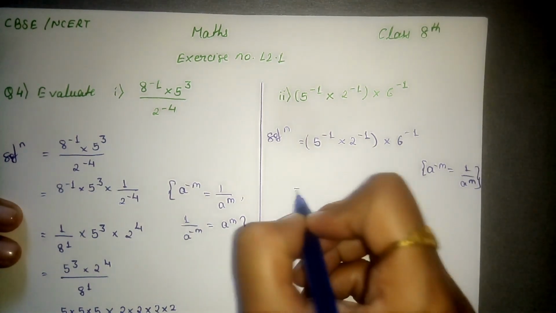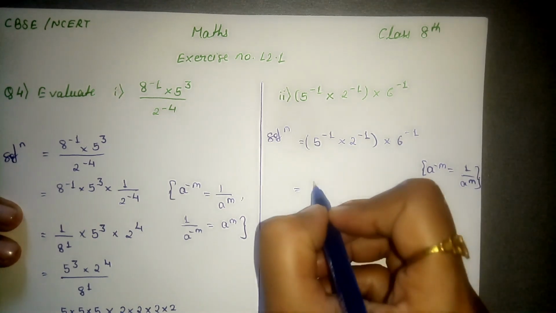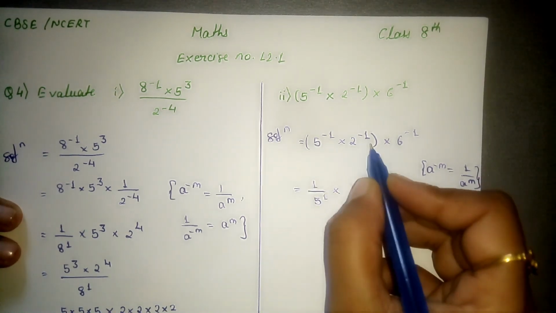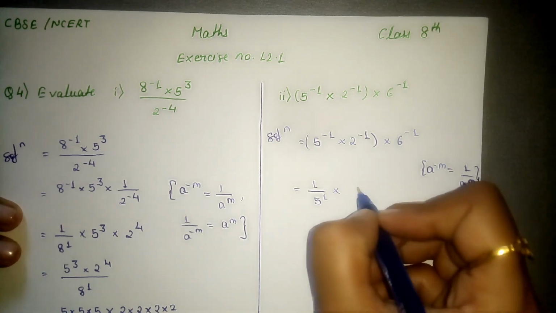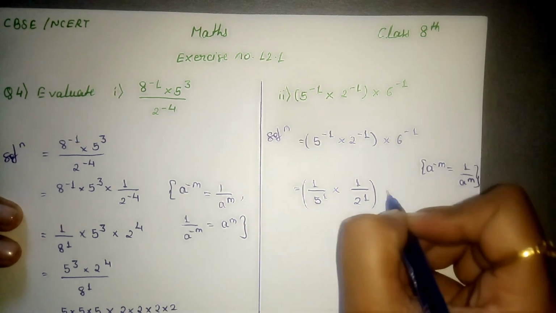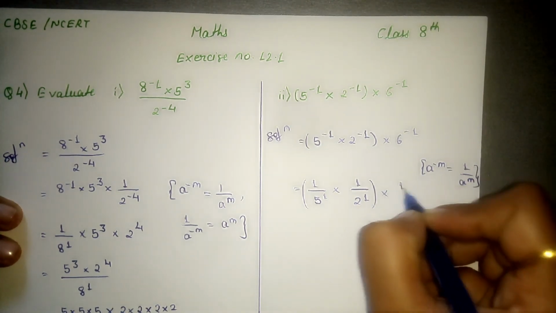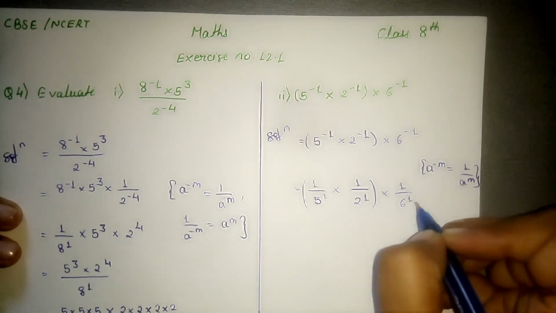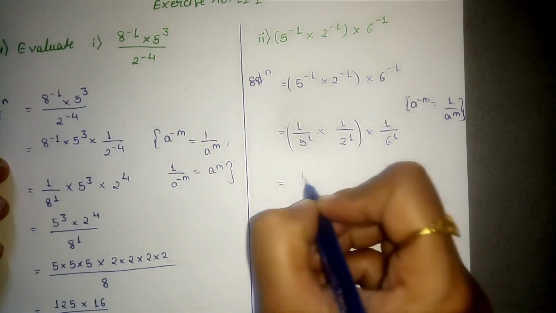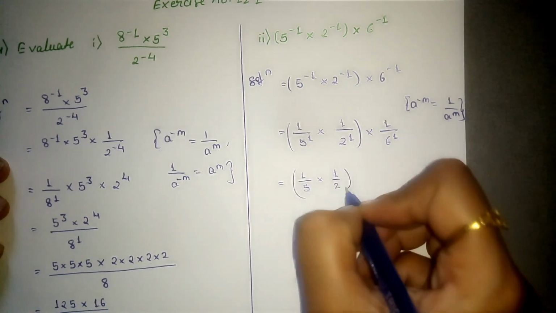So by applying that law, we can write 5 raised to the power minus 1 as 1 upon 5 raised to the power 1, 2 raised to the power minus 1 as 1 upon 2 raised to the power 1, and 6 raised to the power minus 1 as 1 upon 6 raised to the power 1. So we can write it as 1 upon 5 into 1 upon 2 multiplied by 1 upon 6.